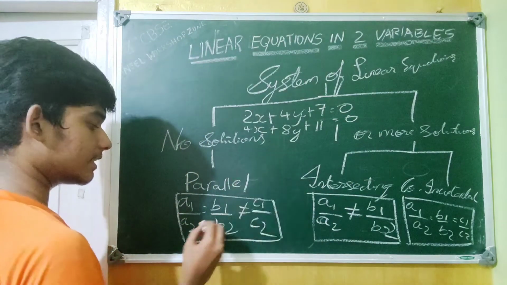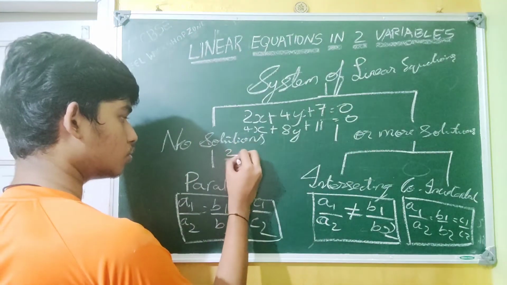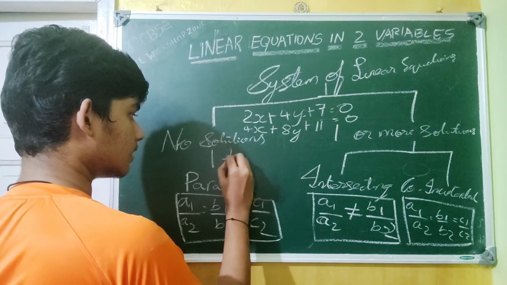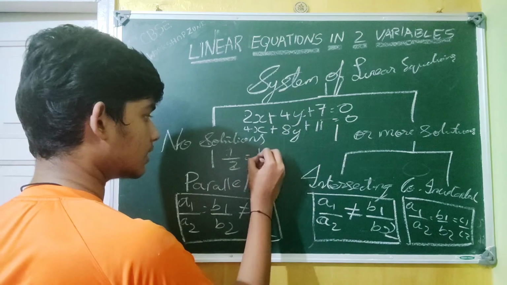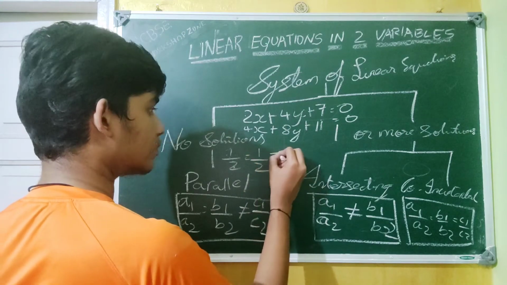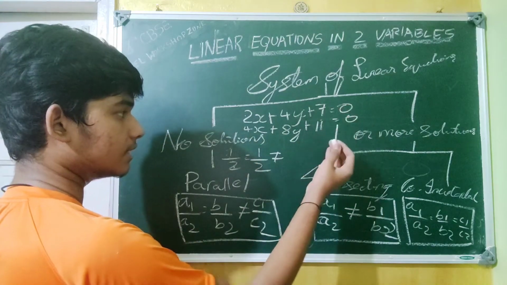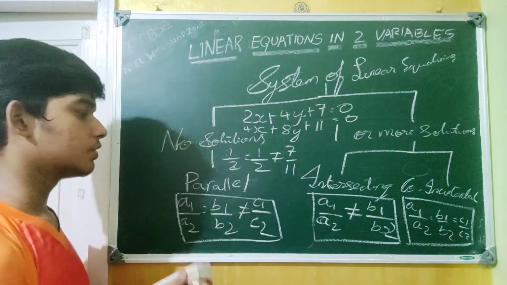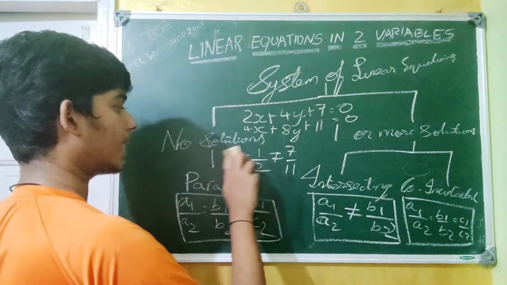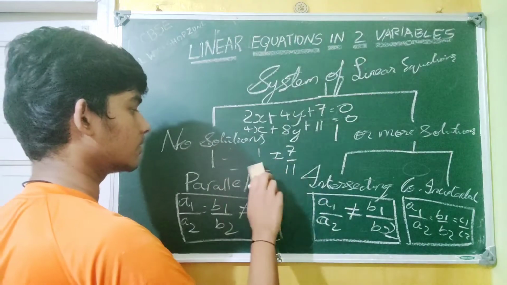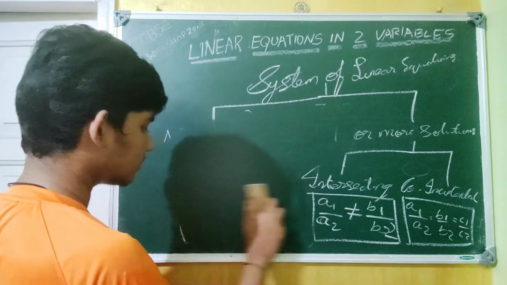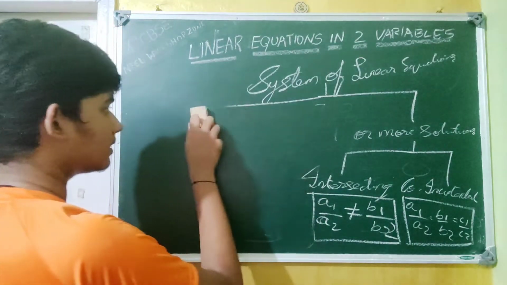So when you write this in this format, you get 2 by 4 is equal to 1 by 2, and 4 by 8, which also is equal to 1 by 2, but it's not equal to c1 by c2, which is 7 by 11, right? So this is a parallel pair of linear equations. So I'll just rub this part and I'll only keep the remaining formulas.